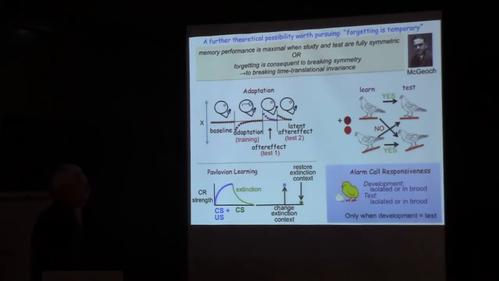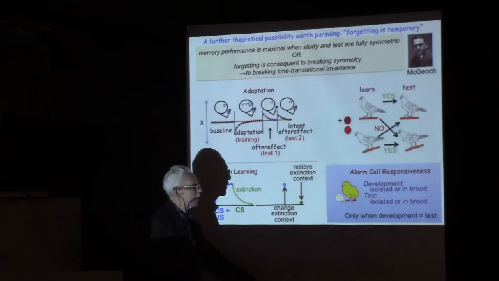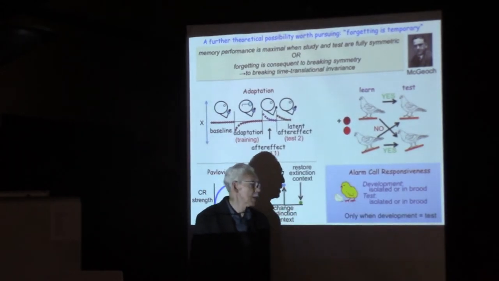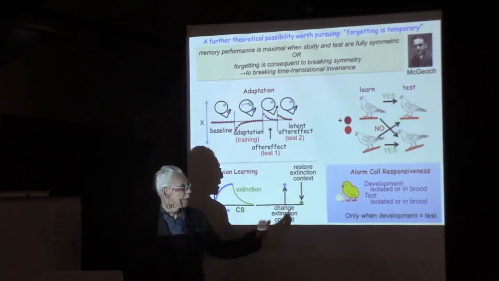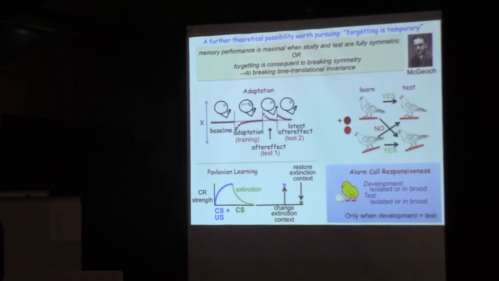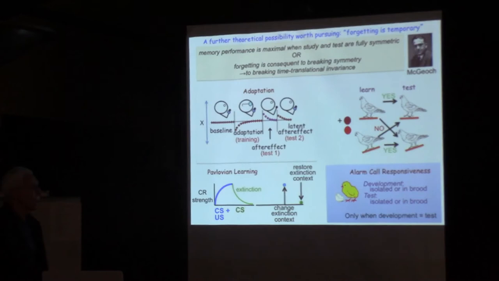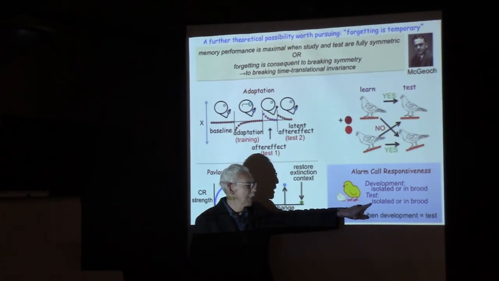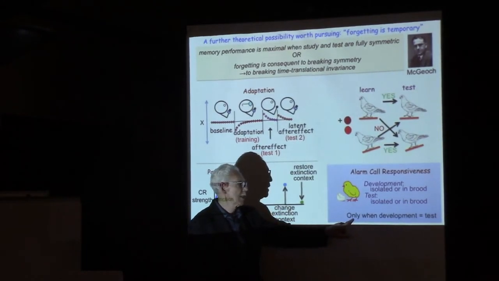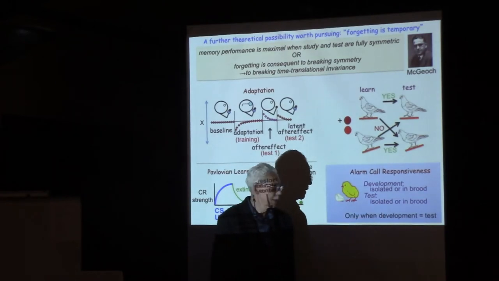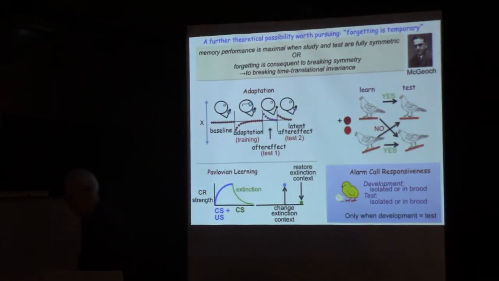And this is another beautiful one, alarm call responsiveness. I can be developed isolated or in a brood. So you teach me an alarm call, right? You give me a responsiveness to an alarm call. When the alarm goes, do this. And what you can see is that whether or not I acquire this response depends on whether I was isolated or in a brood. Only when development equals test. Chicks are either raised alone or they're raised in a bunch, and the alarm call of the mother is going off.